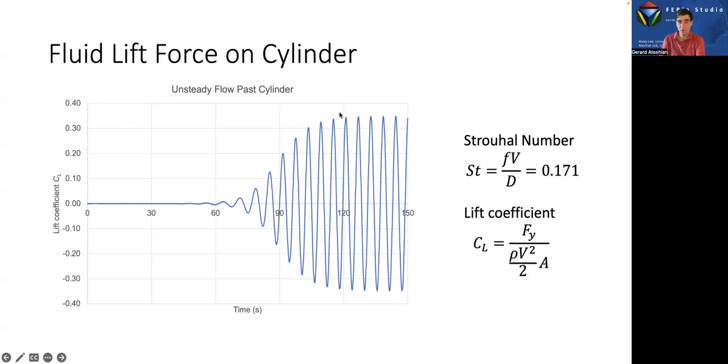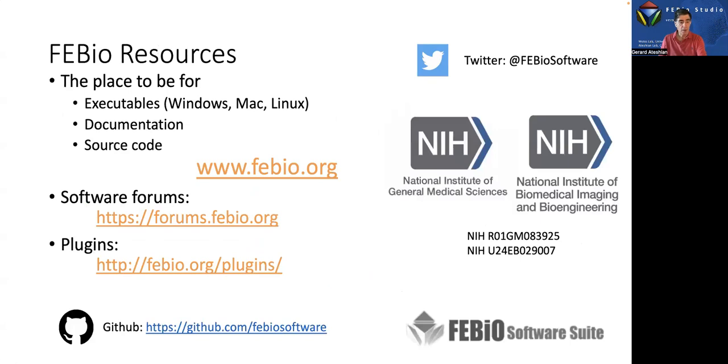So the lift coefficient here is no longer in the order of 10⁻⁶ because it's a non-dimensional quantity. It's roughly between -0.35 and +0.35. And you can get what is called the Strouhal number based on the periodicity of the vortex shedding. So you can actually get this frequency here, and you extract it and you multiply it by velocity divided by the diameter. And for this particular analysis, we get a value of approximately 0.17. So once again, this is just a summary of how we can create unsteady flow past the cylinder using FEBio.